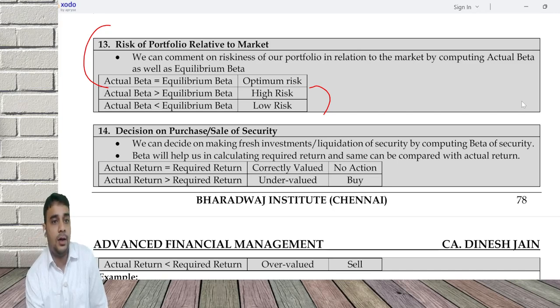If you're generating returns for me, then only I'll be happy. Otherwise, I don't want such a share. It is not correctly valued. If you are not generating return, you are undervalued or overvalued.